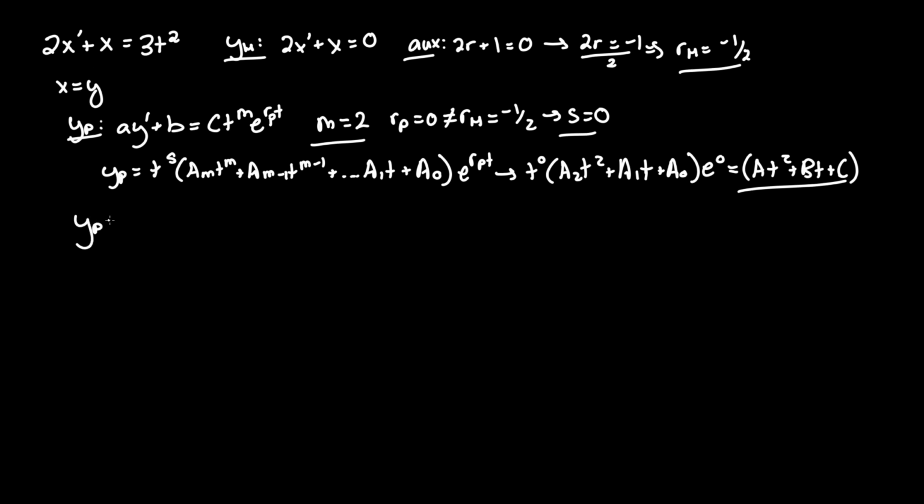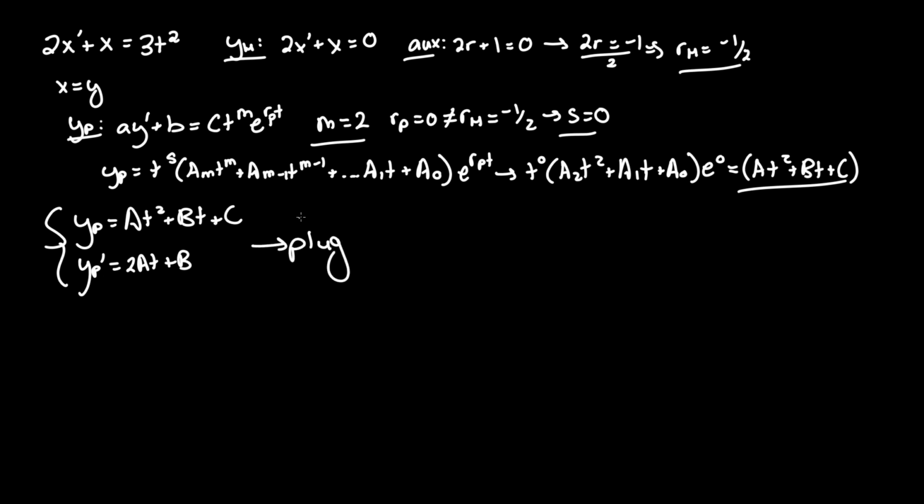So let's rewrite that here. Yp equals at squared plus bt plus c. Yp prime equals 2at, moving the exponential term to the front, plus b, since there's only one independent variable, and c cancels itself out. And this is all we need. We don't even need to take a second derivative. So plugging that in to, I'll say 2y prime plus y equals 3t squared.